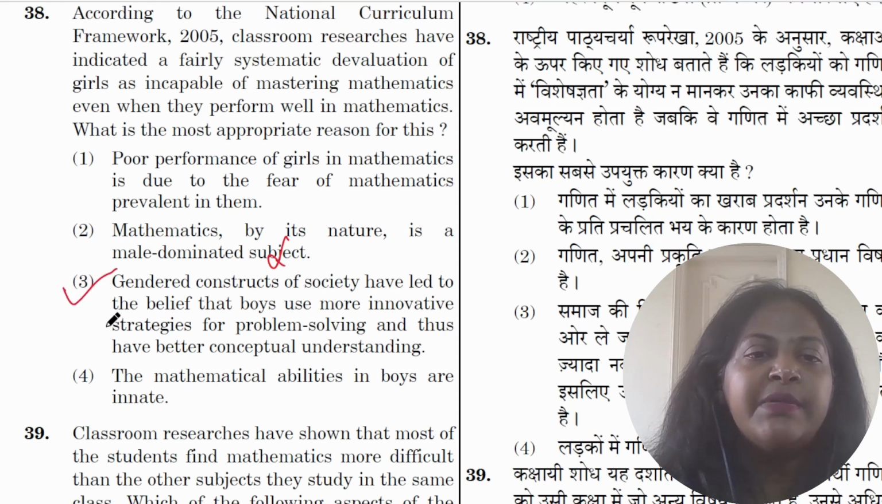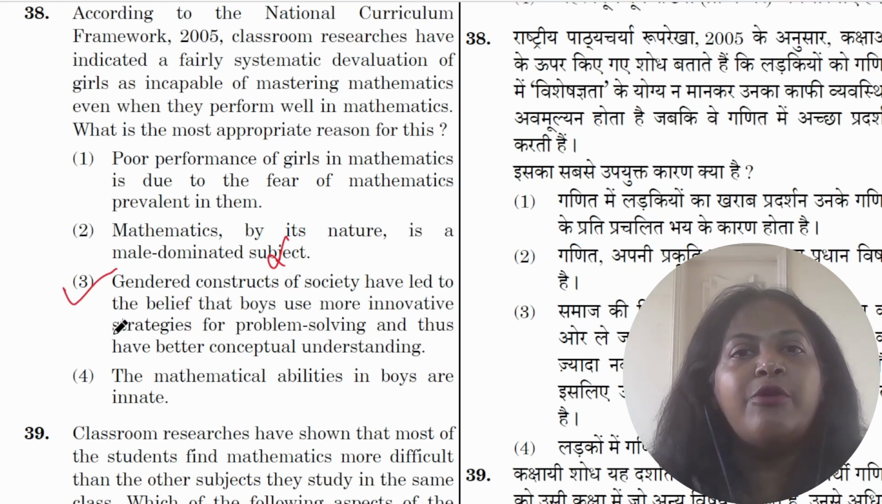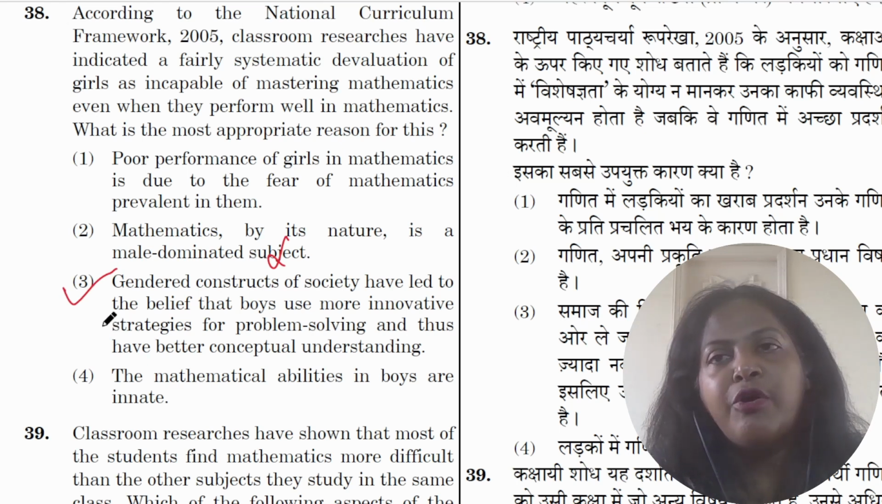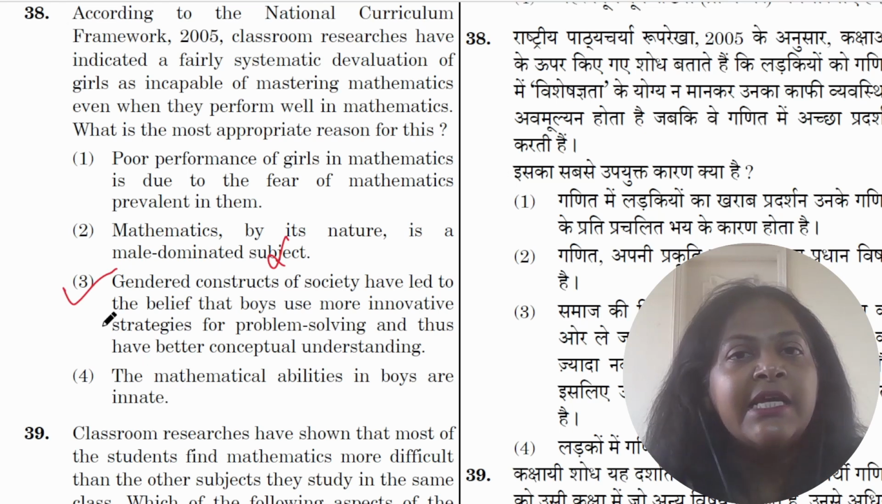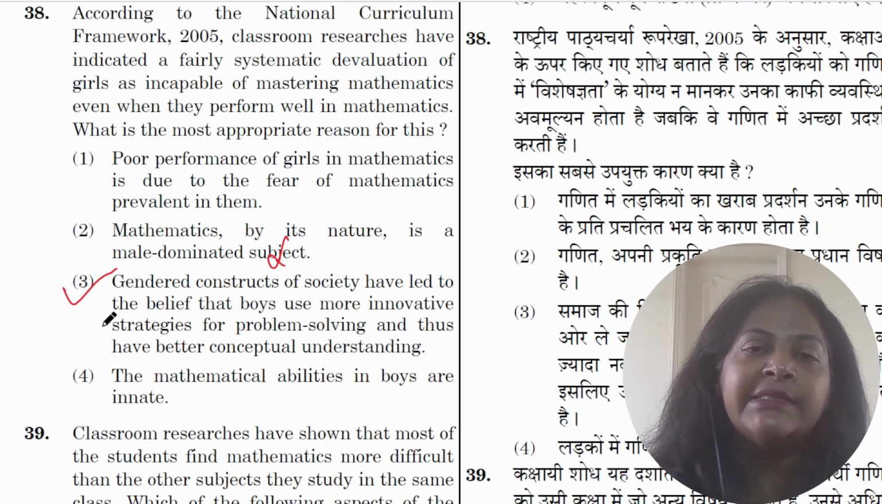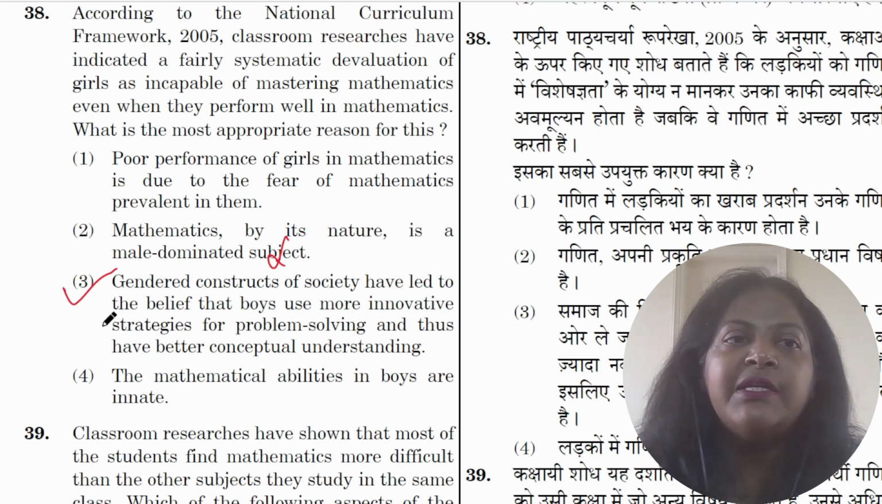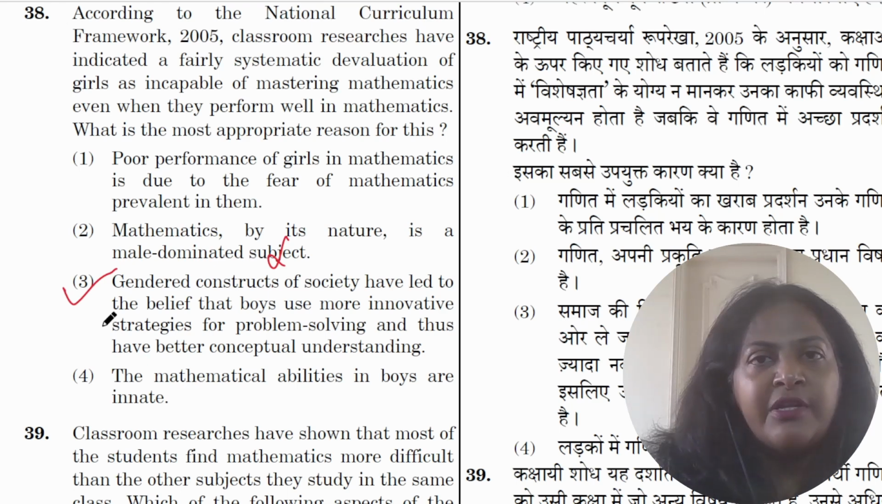Yes, it is basically gender constructs which have led to this belief that girls are not good for maths. So maybe a lot of opportunities don't open up for them. Even when they are looking for options, the society says, take up home science, don't take up maths. So it is a gender construct of the society which believes that girls are not good enough for mathematics.